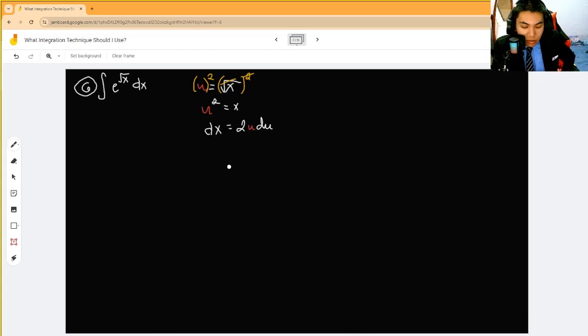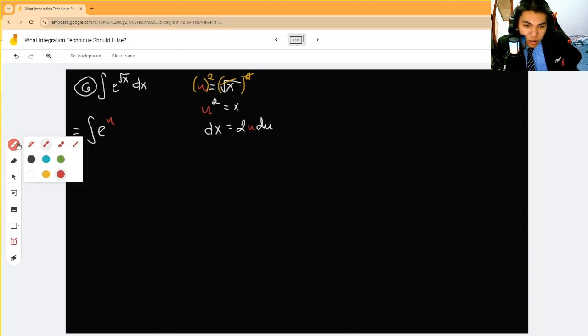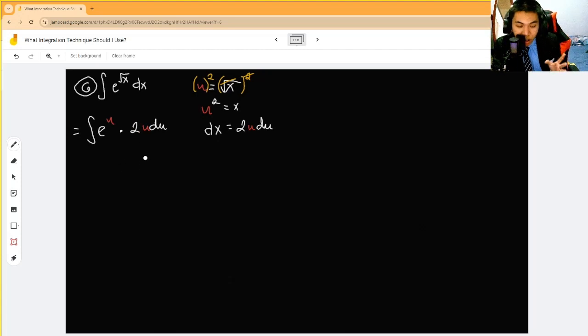So now we have the integral of e to the u, right? Times 2u du. Now we can perform integration by parts. Okay, so we have the D, and then we have the I, and don't forget the plus minus signs. We will differentiate 2u and we will integrate e to the u.